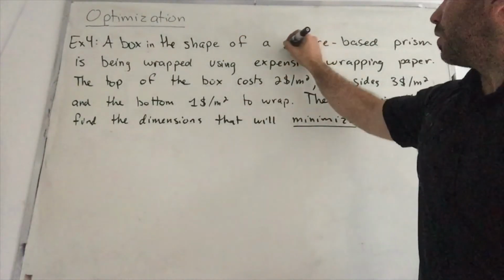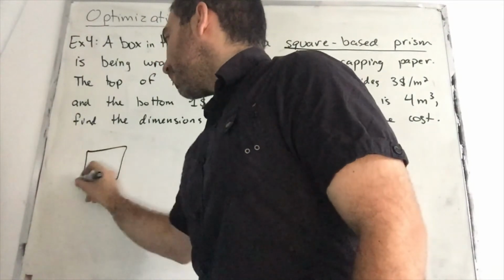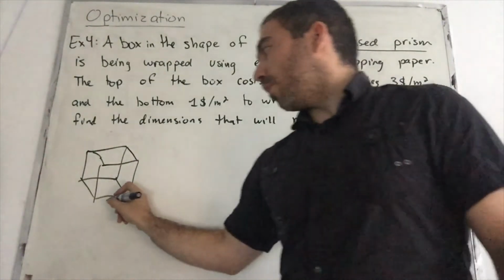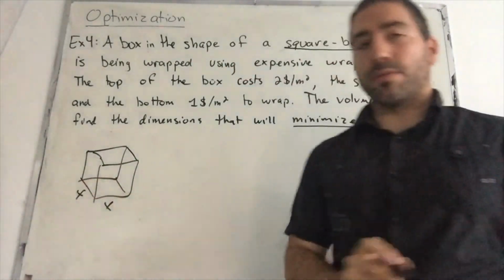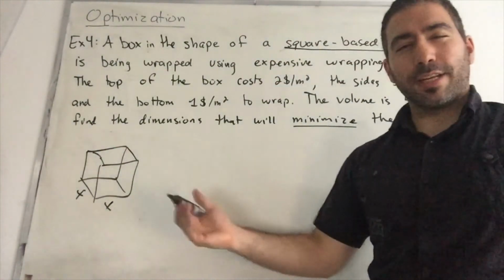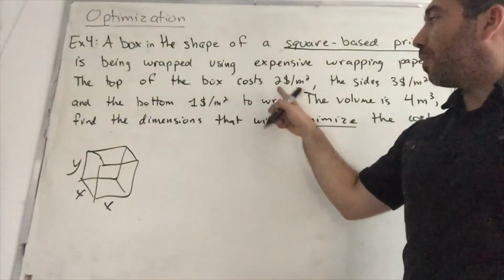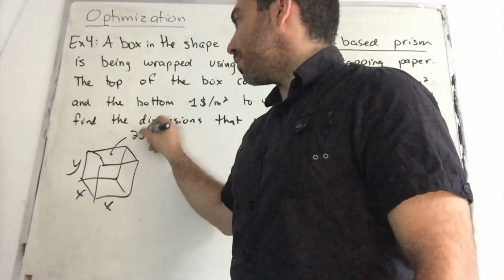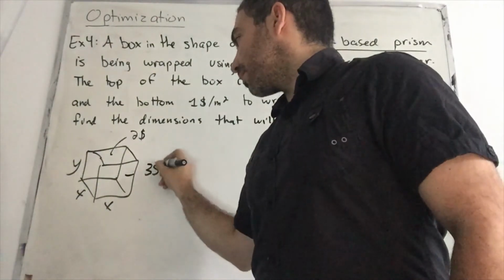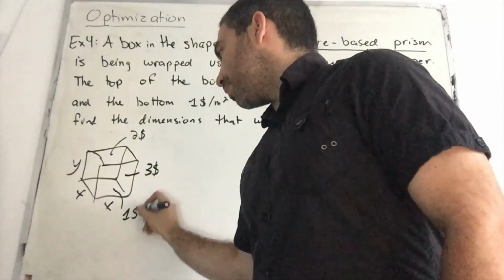We're dealing with a square-based prism. So let's draw that. This is important because the keyword here is square. So if the bottom is x, then the side has to be x as well, because the base is a square, right? So they have the same dimensions, and they didn't tell us anything about the height, so we'll just call it y. Okay, and then they tell us that the top of the box costs $2, so this part is $2. All the sides are $3 per meter squared, and then the bottom of the box is just $1 per meter squared to wrap.